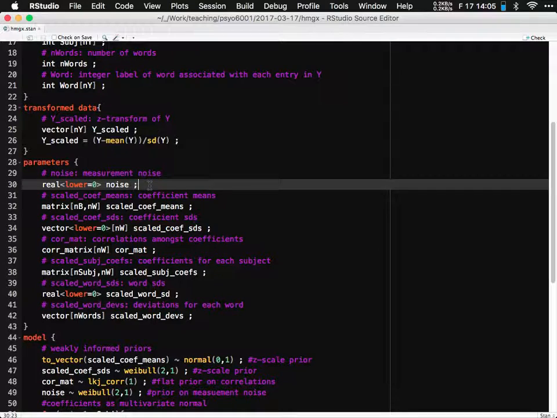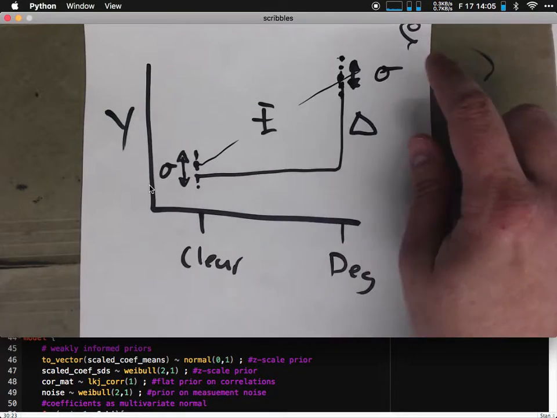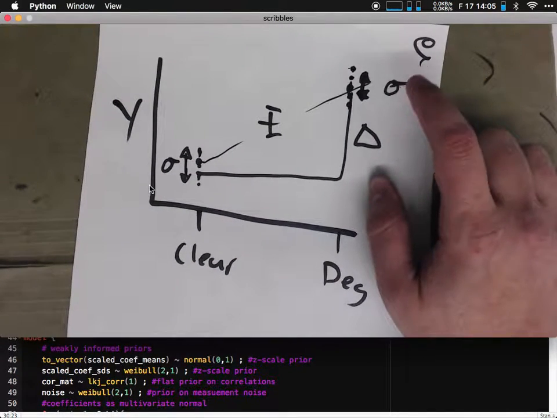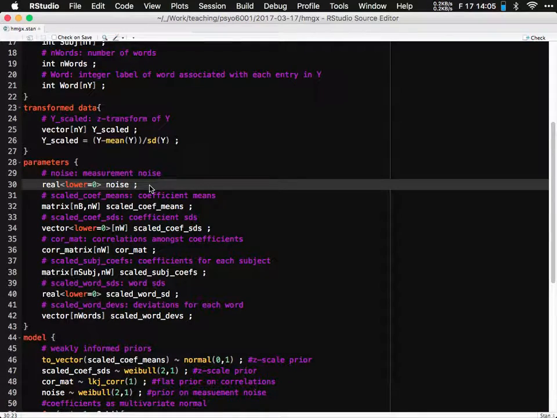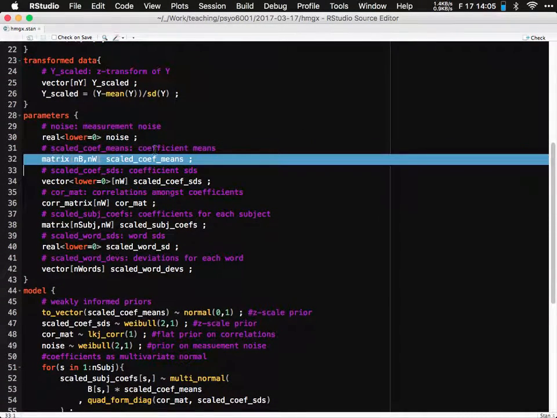As I mentioned in the diagram, we've got this thing called noise that's just going to be some common amount of noise across all people and all conditions. So it's just a single value. We define it as being lower bounded at 0, but otherwise can take on any value. We define a coefficient matrix, with as many rows as there are between subjects coefficients, as many columns as there are within subject coefficients, and we're doing inference on the value for those coefficients.